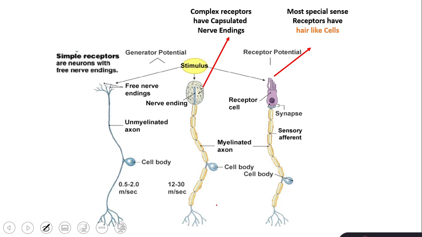Our receptors can be simple receptors like the free nerve endings throughout the skin, or complex receptors, so they have a capsule, like the Pacinian corpuscles that detect deep touch in the skin. They can have hair-like cells that we call stereocilia, and they are most of the special sense receptors, like the ones for hearing, for taste, and for smell.